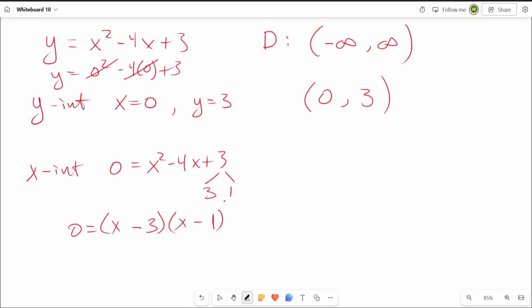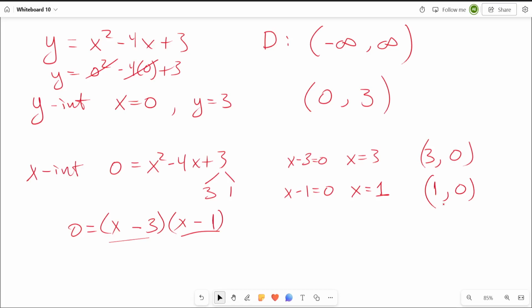Over here, I will have two solutions, either when this is equal to 0 or when this is equal to 0. So x minus 3 equals 0. That makes my x equal 3. That's my first solution. And x minus 1 equals 0. That makes my solution x equals 1. So my x-intercepts are at the points (3, 0) and (1, 0).